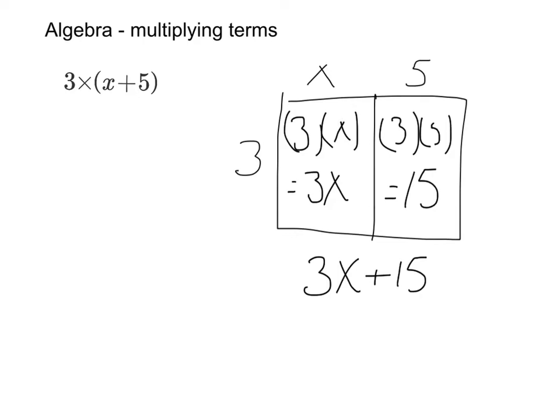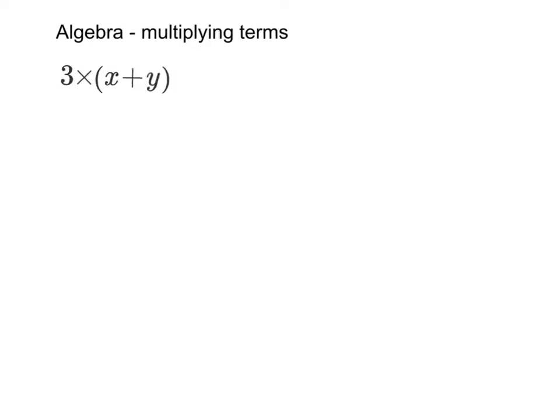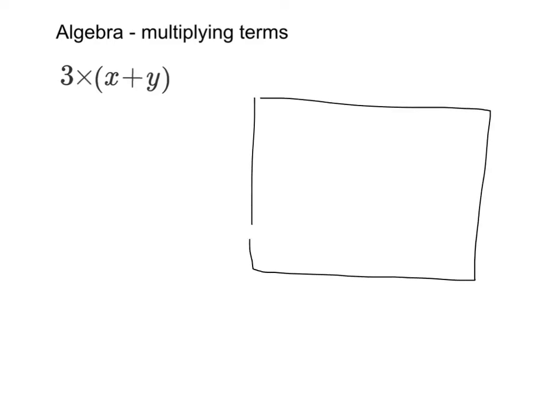Now in the next slide we're going to do something very, very similar, and I'm going to give you a chance to do it yourself, and then I'll go through it. Now the last time we had 3 multiplied by x plus 5. So the only thing that's different here is that instead of a 5 we have a y. So 3 multiplied by x plus y. So let's draw our rectangle again. Draw it nice and big so we have lots of room.